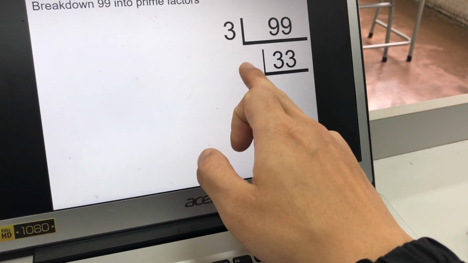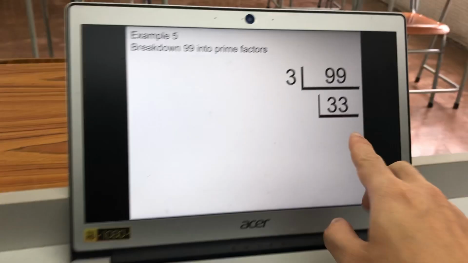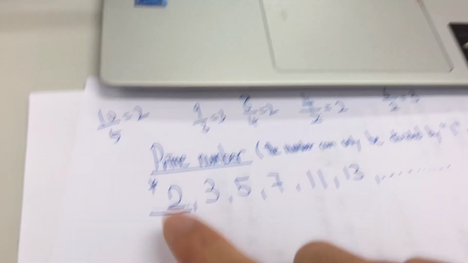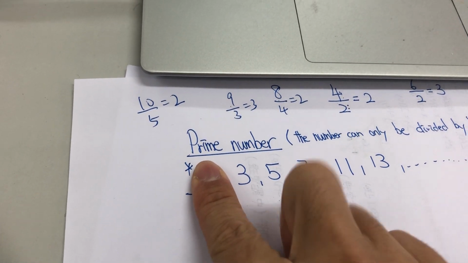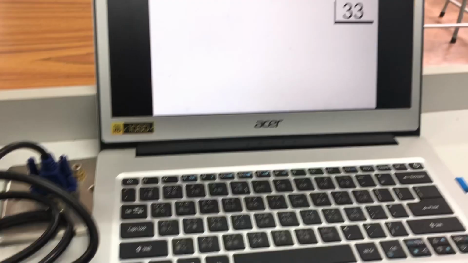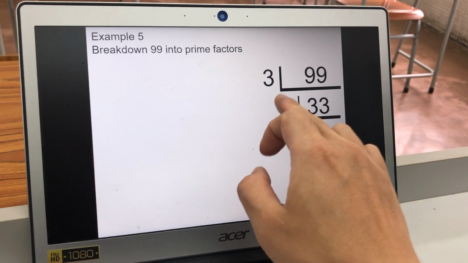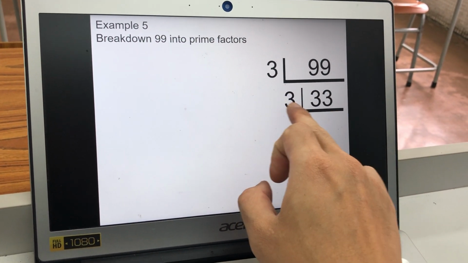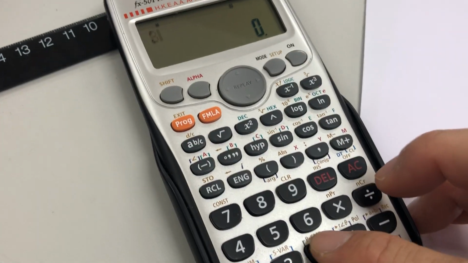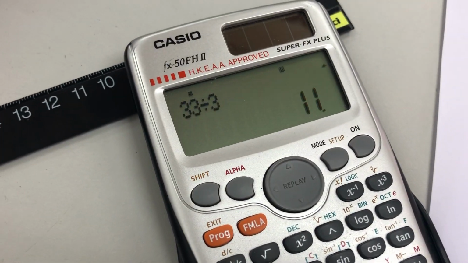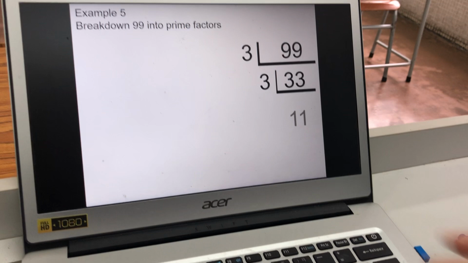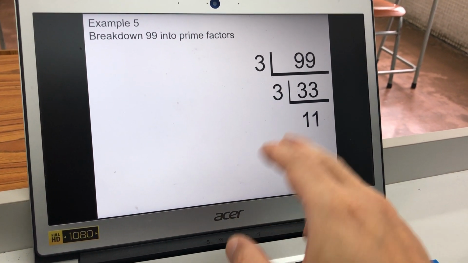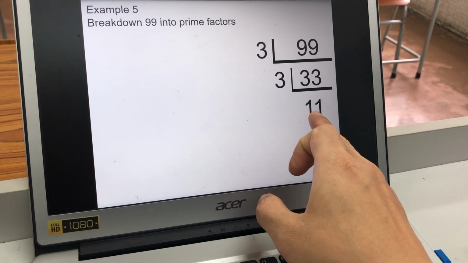33. Do you think that it could be divided by 2? No, because it is not an even number. Cannot be divided by 2. So we can forget about 2 and let's try 3. 3 times what becomes 33? Or 33 divided by 3, what is that? 33 divided by 3 becomes, oh nice, 11. So 3 times 11 becomes 33. Okay?